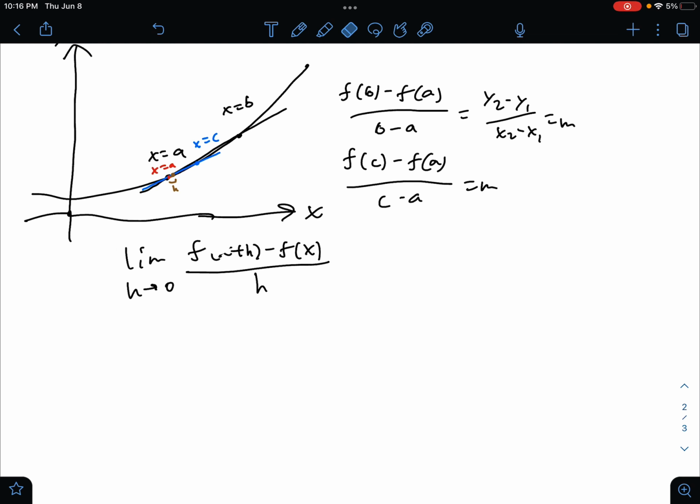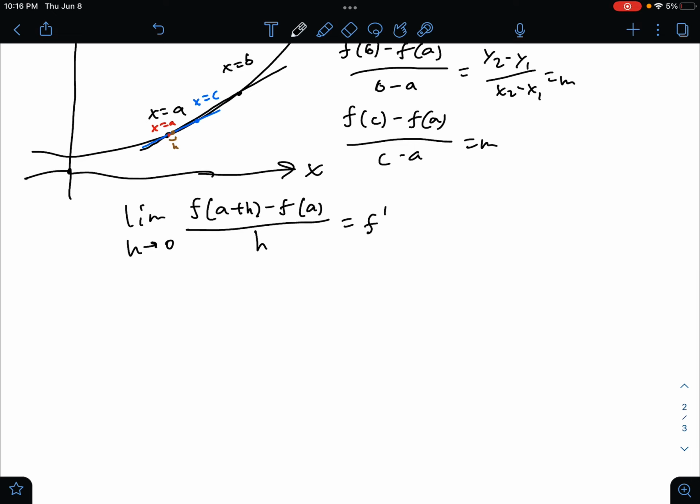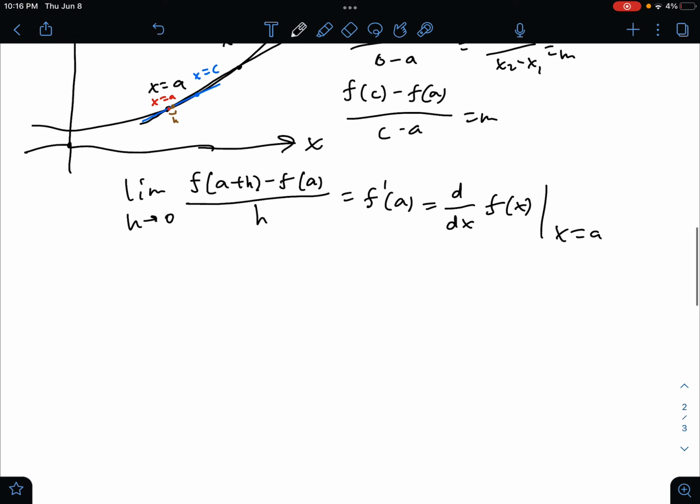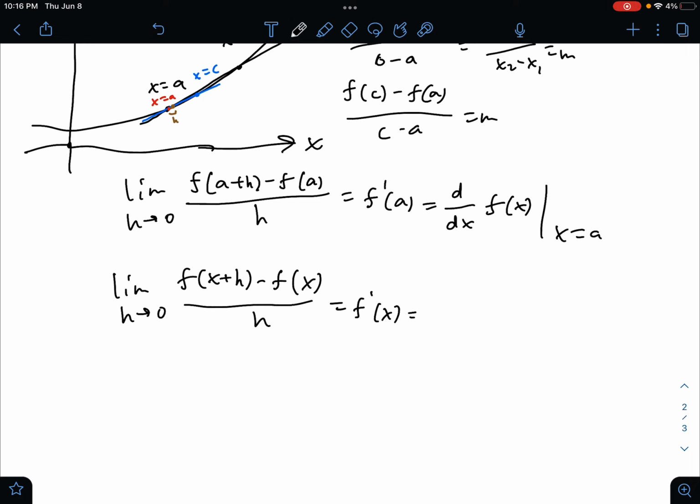If we want it to be at that given point, we would do f of a plus h minus f of a over h. That would give us f prime of a, otherwise known as d over dx, the derivative of f of x at a. Now what if we wanted to find the slope of the function just generally? That's easy. What we do is f of x plus h minus f of x over h. And that gives us f prime of x, otherwise known as the derivative of f of x.